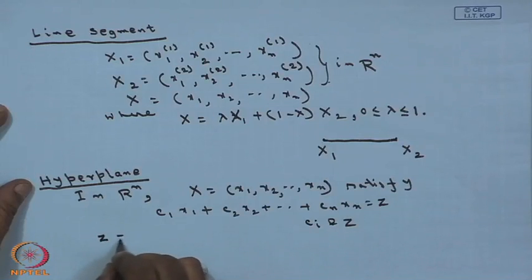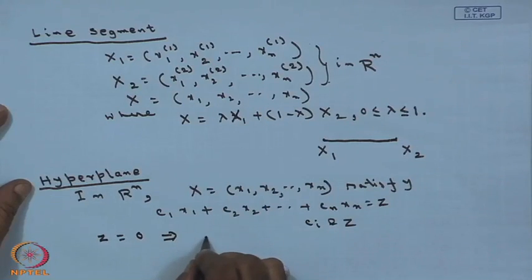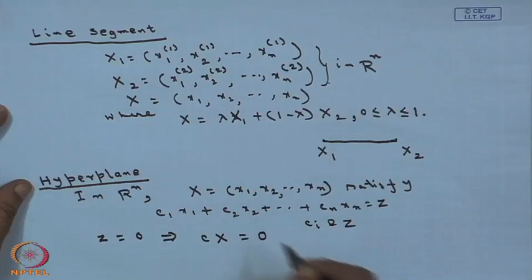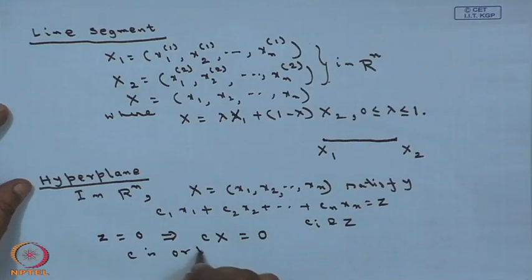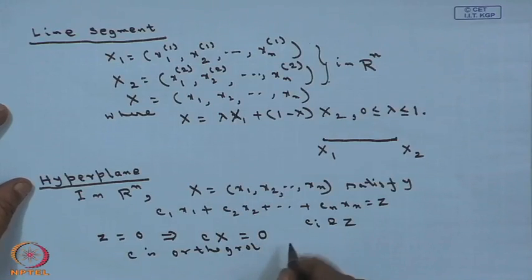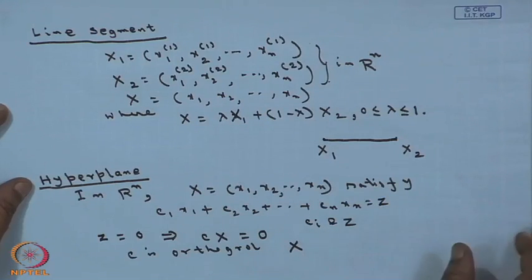In particular, if z equals 0, that means in matrix notation Cx equals 0, and this hyperplane passes through the origin. In that case we can tell C is orthogonal to x. C is orthogonal to every vector x in the hyperplane. In general, C is called the normal to the hyperplane.